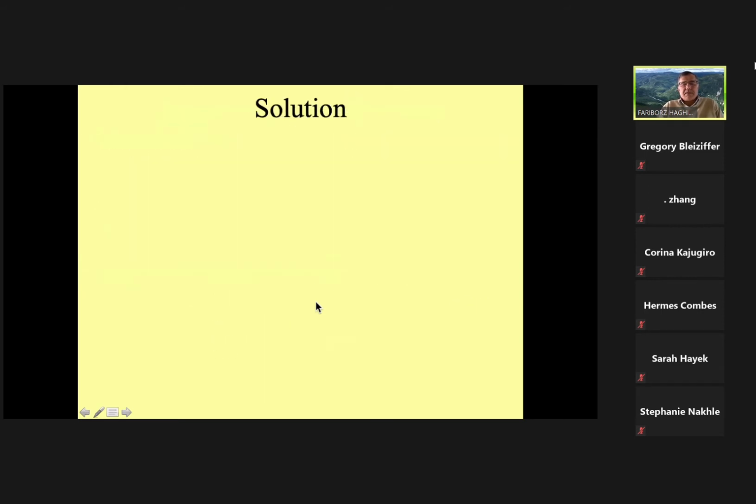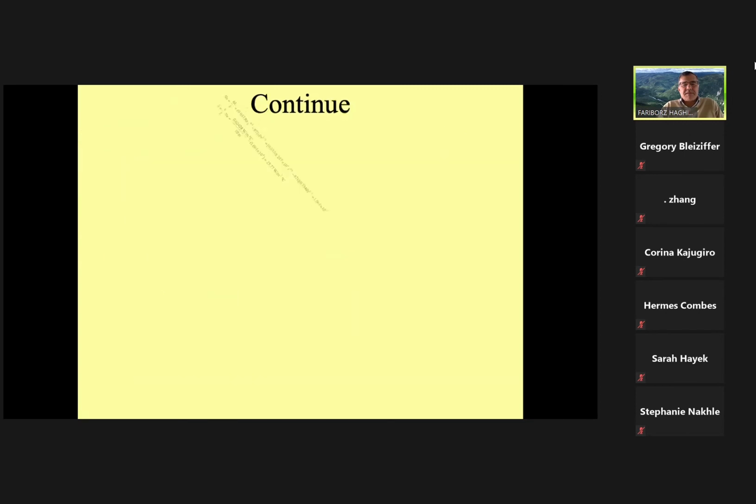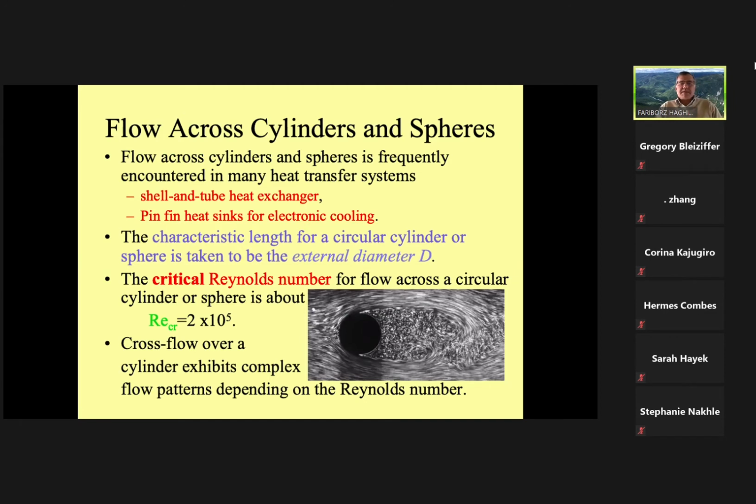And then I believe we solved this problem. We did this problem last lecture, right? Yes.